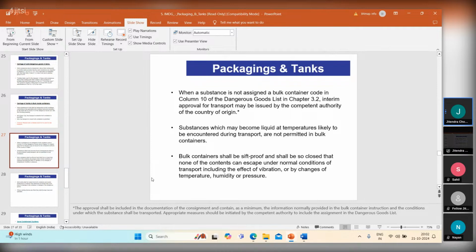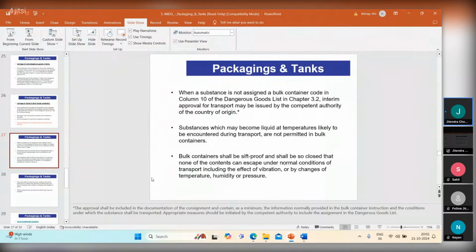Substances which may become liquid at temperatures likely to be encountered during transport. If a solid is becoming liquid and melting, then it's a problem, because with the rolling and pitching it can move and damage the other containers and cause damage. Therefore they are not permitted in bulk containers. As per the properties, it will be given whether you can carry them in bulk containers or not.